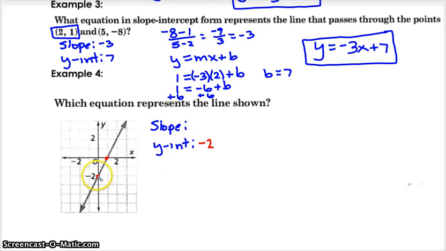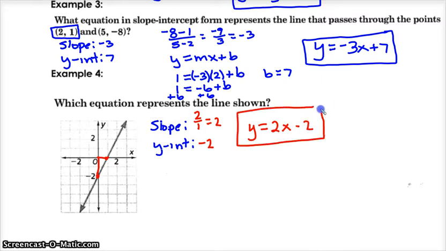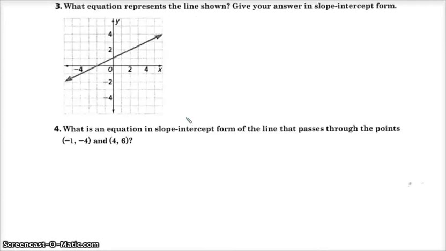So I'm going up 2 and over 1. So that means my slope is up 2 over 1, or just 2. So I now have a slope and a y-intercept. I'll write that in slope-intercept form as y equals 2x minus 2. There you go. Let's flip to the back and try another.